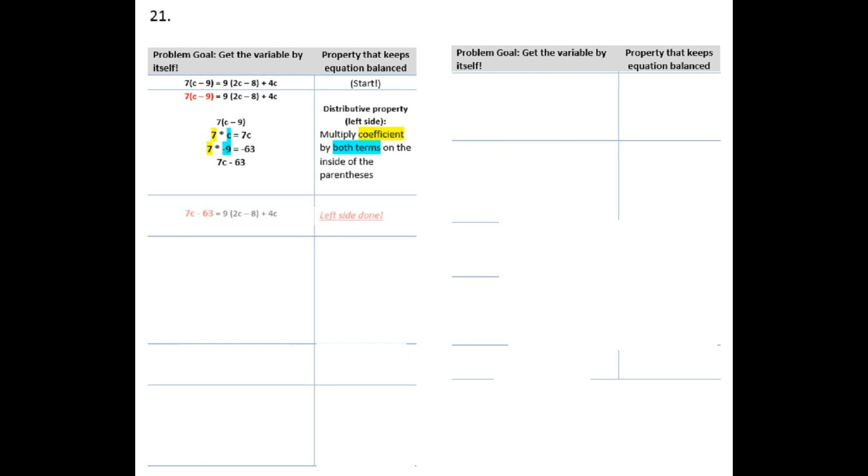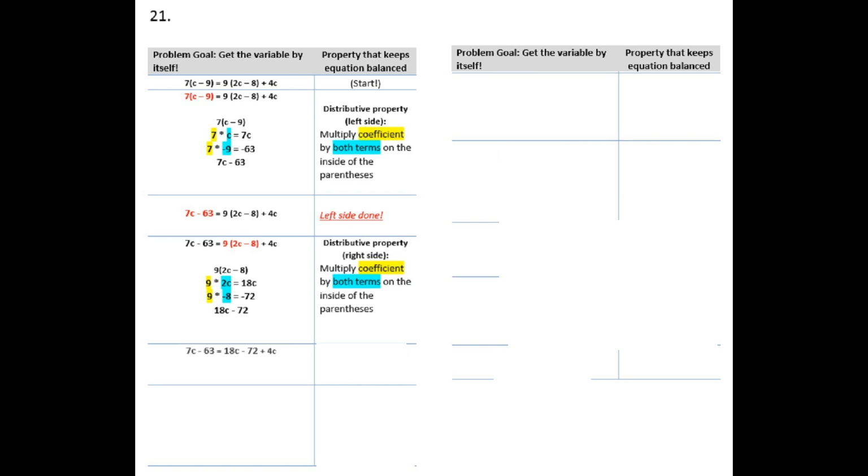Okay, and you notice I'm calling 7 the coefficient. It's the same thing. The coefficient is on the outside of the parentheses, and our terms are on the inside. So, all right, 7c minus 63 equals 9 times 2c minus 8 plus 4c. Now, distributive property on the right-hand side. 9 times 2c is 18c. 9 times negative 8 is negative 72. That's 18c minus 72. Now, watch those signs, watch your math.